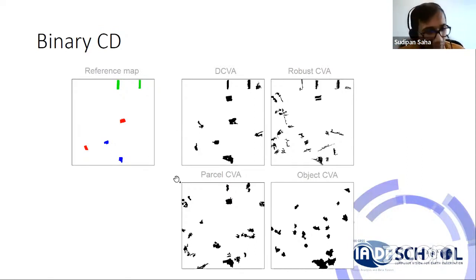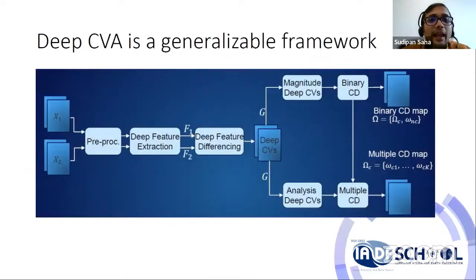Deep change vector analysis is just an example, but this is the main message here. Okay, so I will go through a few more slides on deep change vector analysis. The first claim that we make here is that deep change vector analysis is a generalizable framework. What we mean is that the previous work that I showed you was with respect to WorldView-2 images, very high resolution.